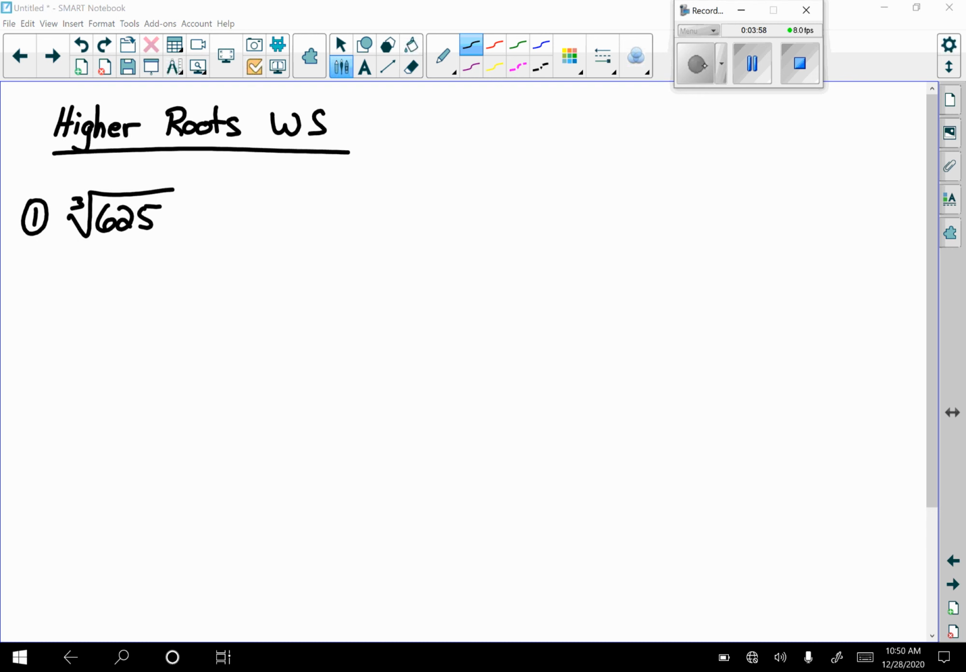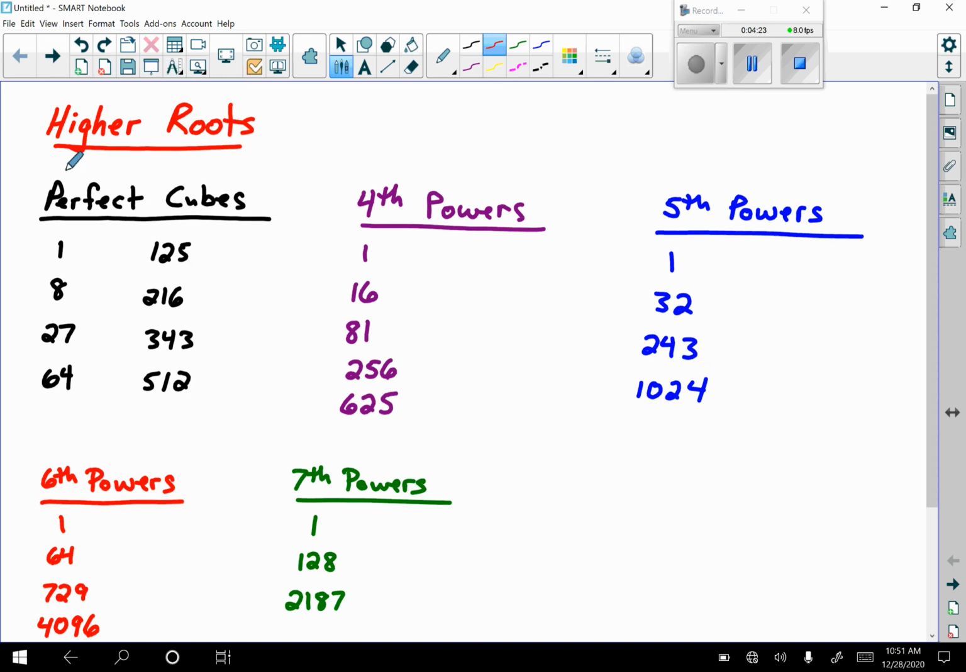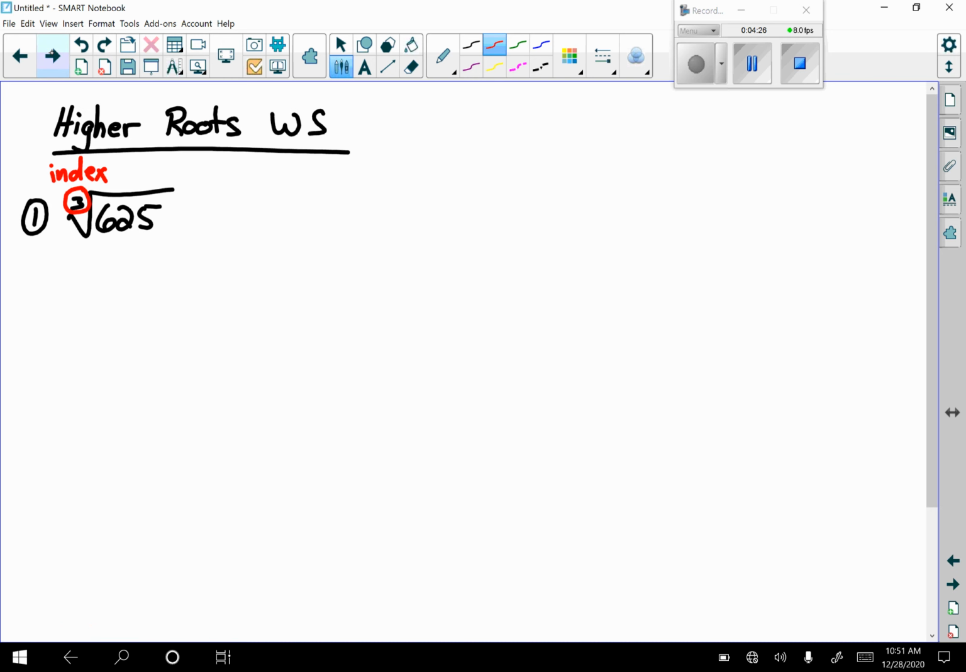Okay, so let's just take a look at number 1. Now, this number right here, the 3, that's called the index. That's indicating which list we have to go to help us factor this, because it's telling us what root we're taking. So when we don't see a number, it's the square root. When we see a different number up here, that's telling us which list to go through. So when we're looking at the cube root, we want to go back to our list of perfect cubes. Now the variables are going to change too. We'll take a look at those here in a moment. But right now we're just looking at the cube root of 625.